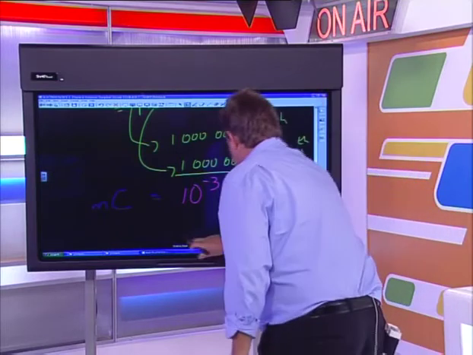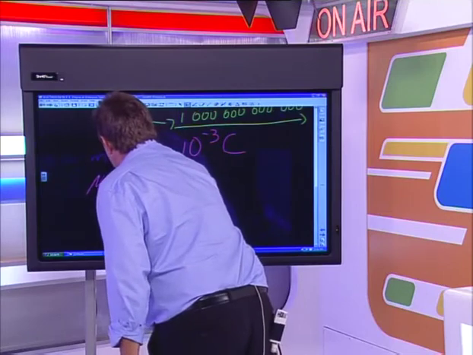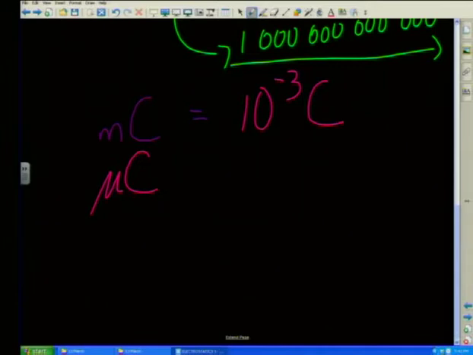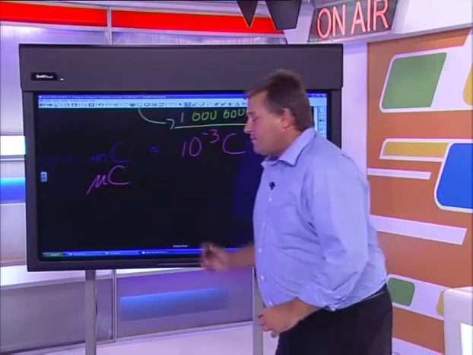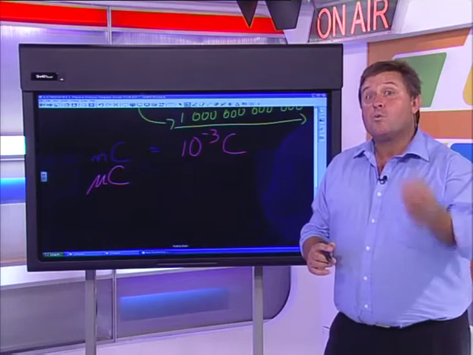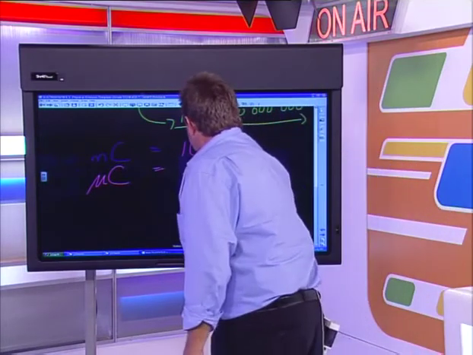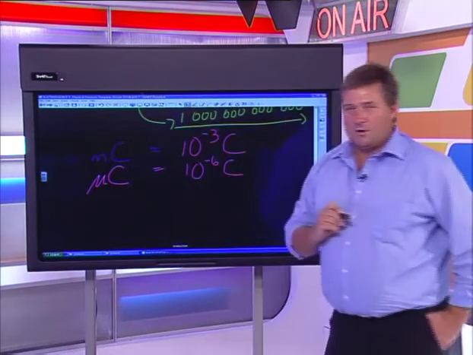Now we talk about a microcoulomb. A microcoulomb has a funny little symbol, like a U with a long tail. That is taken from one of the Greek letters, and it's used to represent a microcoulomb, which is one millionth of a coulomb. That is given to us as 10 to the minus 6 of a coulomb.